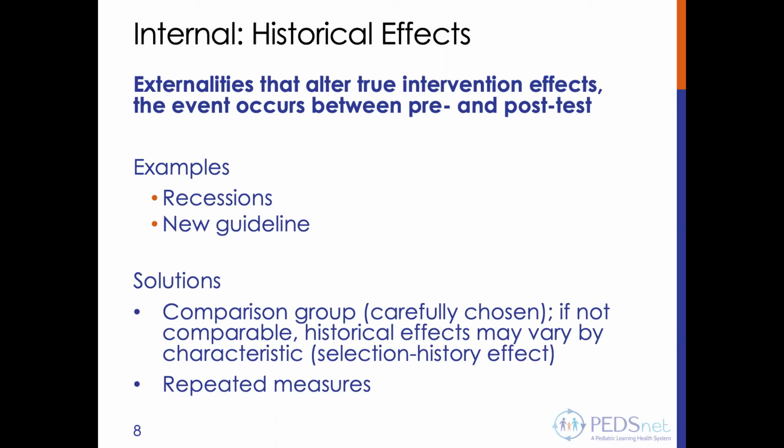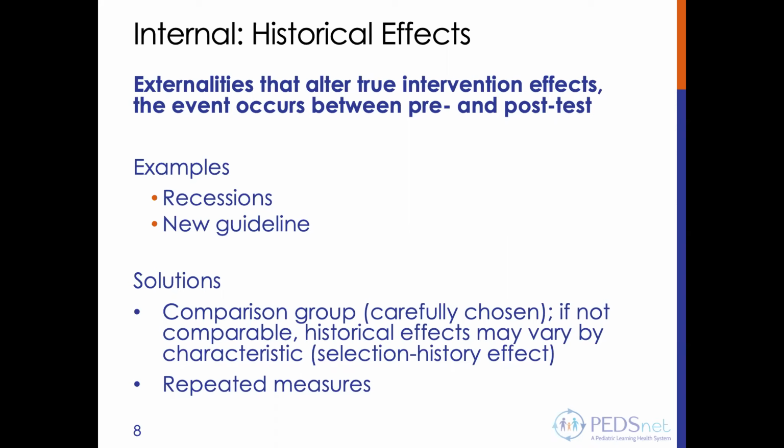it's over, there's a new guideline that's issued by the CDC on who should get PCR testing and who shouldn't, and it's adopted by a bunch of professional societies. So now it looks like your intervention had a great effect, but in fact, it was due to the new guideline. So the solution to historical effect is somewhat obvious. It's get yourself a comparison group, because if the comparison group is relatively similar to the intervention group, historical effects ought to be similar, right? The historical effects ought to have the same effect on both the intervention and the comparison group.